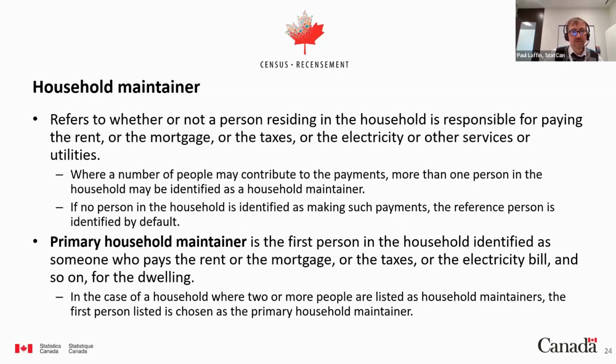So in the case where there's two or more people listed as a household maintainer, again, it's the first person listed who is chosen as the primary household maintainer. And how that often gets used is, say you're trying to identify a senior's household. Well, what if you have persons in that household who are not of senior age? So what they'll do is they'll look at the age of the primary household maintainer.